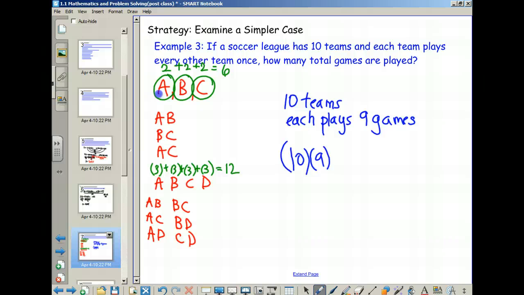What did we do once I got my 6 or my 12 here? I divided by 2 because it took out those double counting, right? And that's exactly what's going on here as well. I can divide this by 2 because that takes out the fact that I counted that game for team A and I counted that game for team B when I did 10 times 9. Does that make sense? So how many do I end up getting? 45.